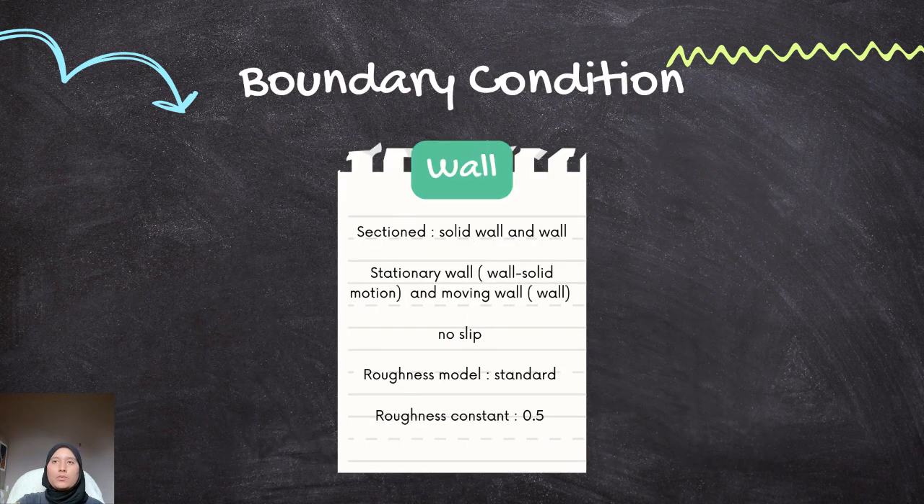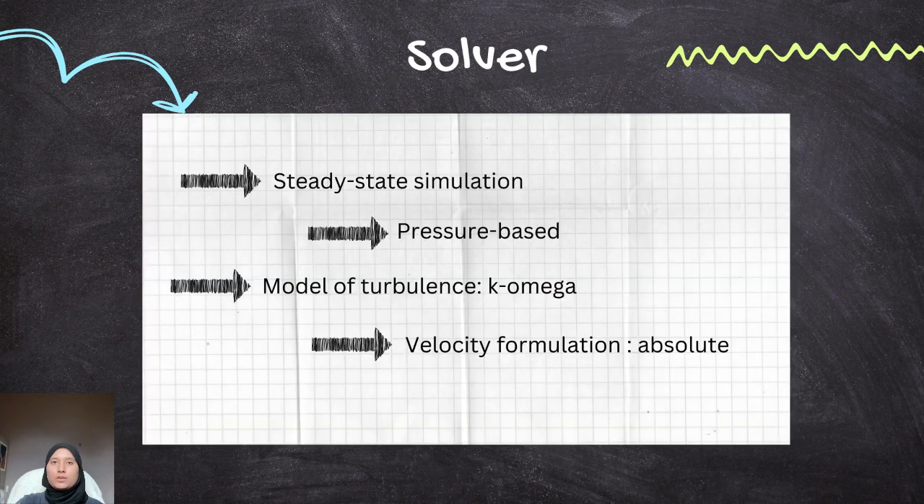And then moving on to the wall, the wall was sectioned into 2 parts, which are solid wall and wall. For the wall solid motion, we use stationary wall, and for the wall, we use moving wall. Both are no-slip, and the roughness model was standard, where the roughness constant was 0.5.